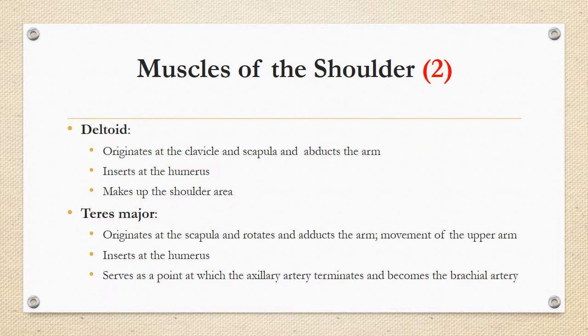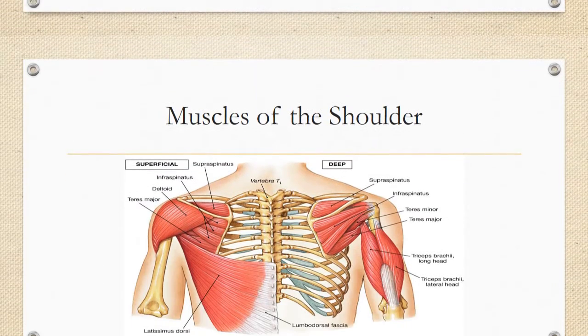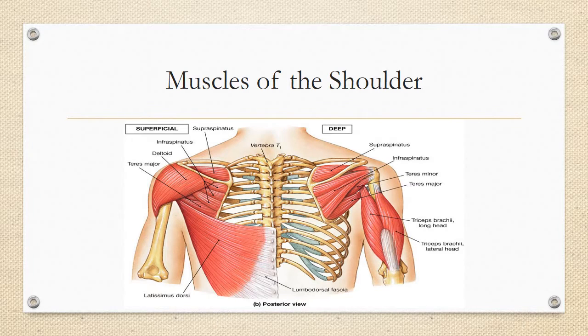Your teres major serves as the point at which the axillary artery terminates and becomes the brachial artery. If you'll recall from some of my previous presentations, your brachial is your arm. Your teres major is the movement of the upper arm. So again, we're talking about the upper arm. Here you are, your upper arm, shoulder.